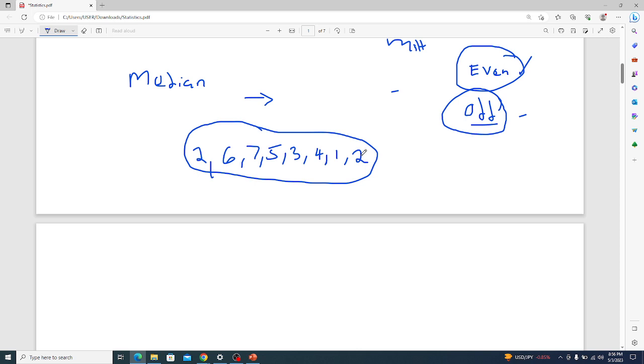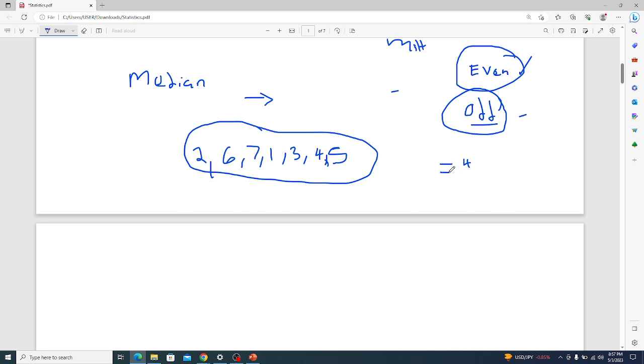Okay, maybe I want to change something so that I may start with the simplest one. Tell me, what is the median of this data set? We have 2, 6, 7, 1, 3, 4, 5. Four. Okay, someone has said 4.